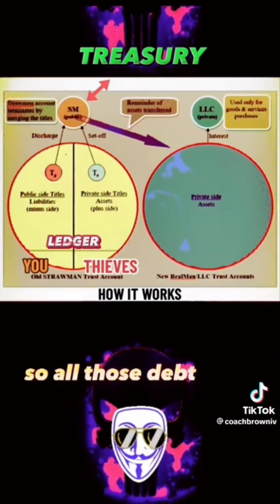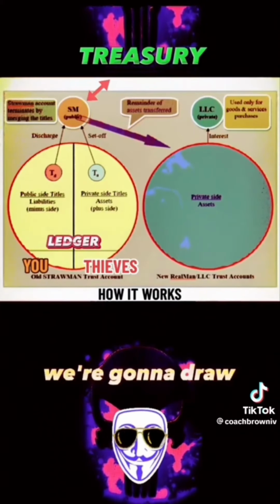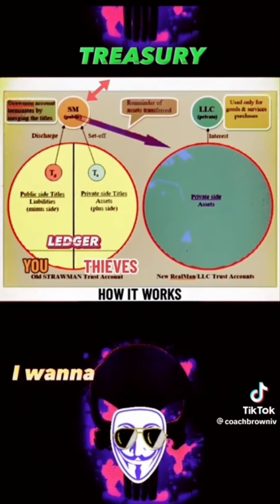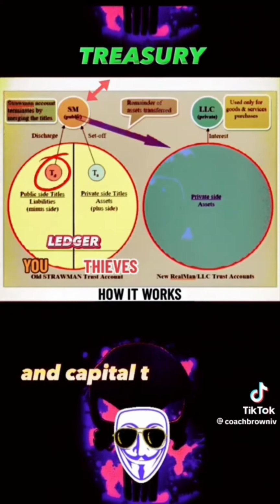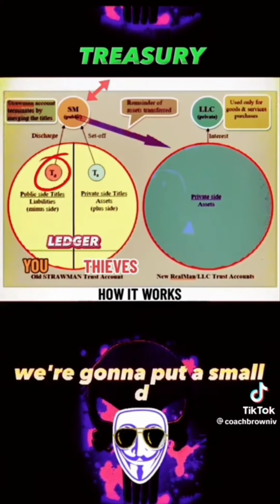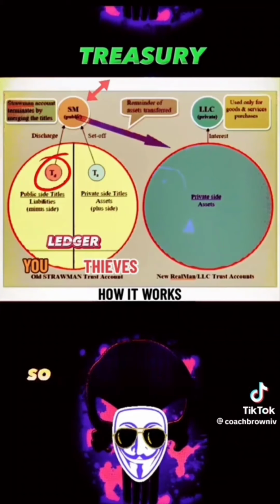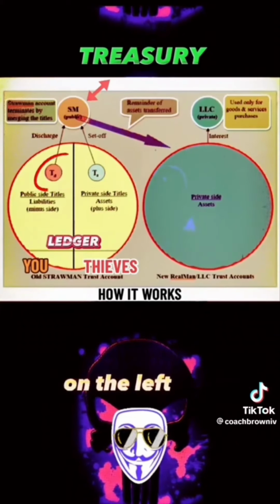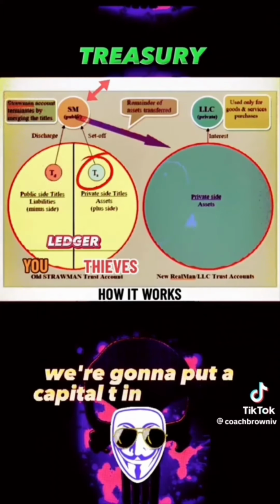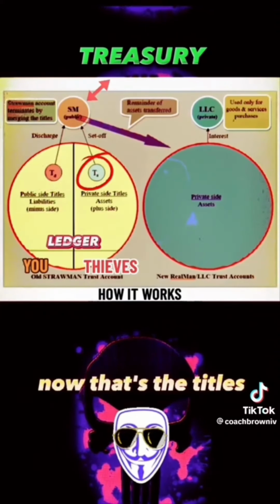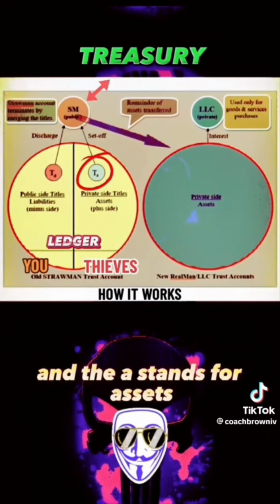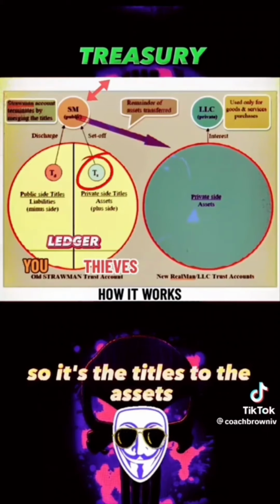So all those debt titles on the left side, we're going to draw inside that left side another smaller circle. And we're going to put a capital T in there, and capital T stands for titles. And at the foot of that T, we're going to put a small d. The D stands for debt. So it's the titles to the debt on the left side. We're going to do another circle on the right side. We're going to put a capital T in there also. Now that's the titles. And at the foot of that T, we're going to put a little a. And the A stands for assets. So it's the titles to the assets.